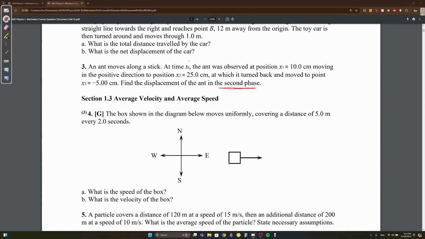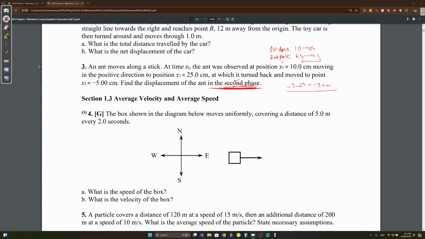They said second phase. We have the first phase, which is from 10 to 25, and the second phase is from 25 to -5. Okay, I didn't see this. I didn't see second phase, and they're asking what changed here. -5 minus 25. Okay, this is -30.